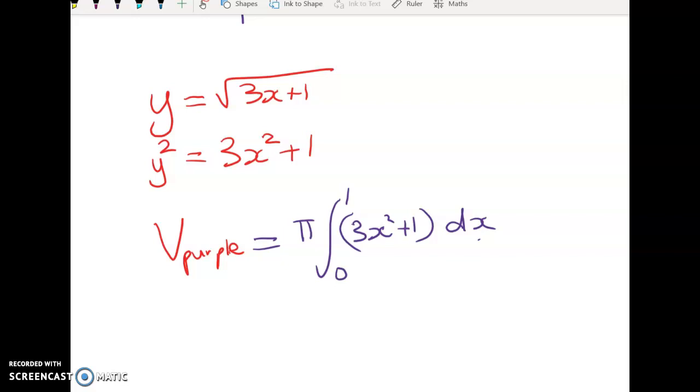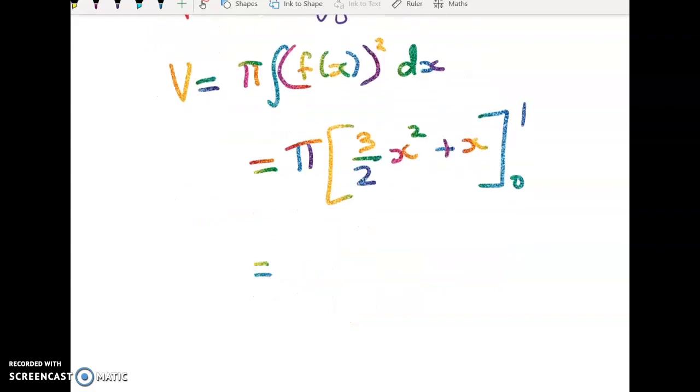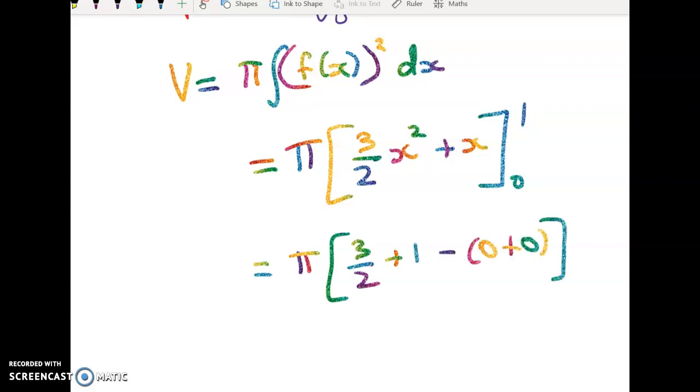Just going over that one more time, that's because the volume of a solid is equal to pi times the integral of f(x) squared dx. Now I've made a mistake in there, I just need to erase that squared before someone tells me. So working this out gives me pi times 3 over 2 x squared plus x, evaluated at 1 and 0. That gives me pi times 3 over 2 plus 1 minus 0 plus 0. Remember, always check your lower limit, even if it's 0, especially when you're dealing with trig integrals for people in 13 MCA. So here that gives me 5 pi on 2.